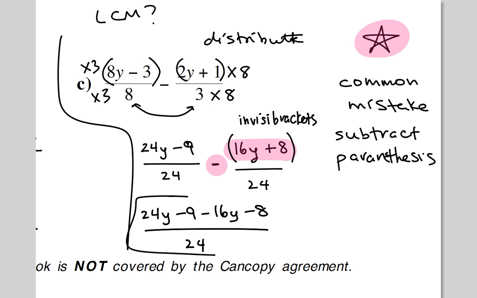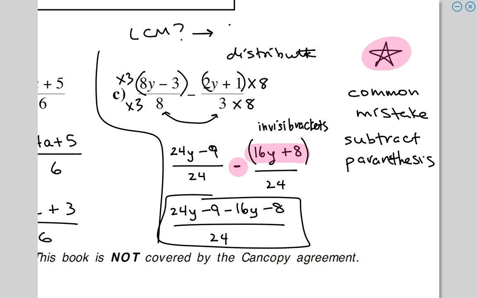So this is what the goal is. What's the structure? Get the LCM. Once you have the LCM, combine the tops. If it's plus, it's easy. If it's minus, be careful. That's not the final answer.